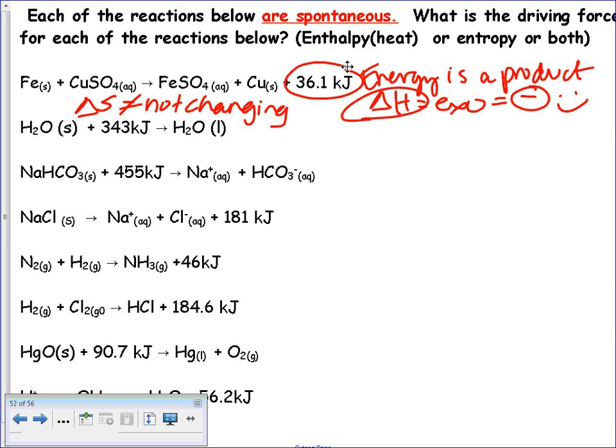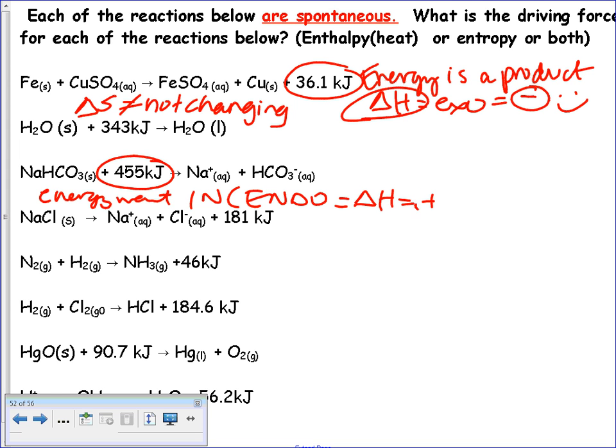Let's do this one. What is this? Tell me my thought process. You say, oh, I see the energy on the reactant side. So what happened? Energy went in. So it's endo. So then you said delta H is positive, and so obviously enthalpy is not driving this reaction.